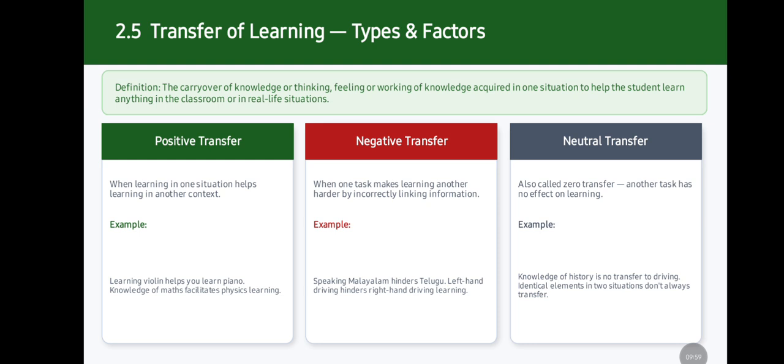Next is neutral transfer, also called zero transfer. One task has no effect on learning another. Example: knowledge of history has no transfer to driving. Identical elements in two situations don't always transfer.